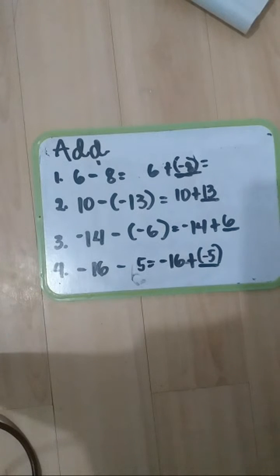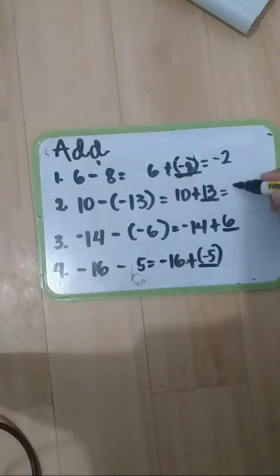Number 1. Sagutan natin yan. I'll give you 1 minute to answer this. Sinagutan na nila. The correct answer is negative 2. Negative 2 ang sagot. Mas malaki ang absolute value ng negative 8 sa 6.